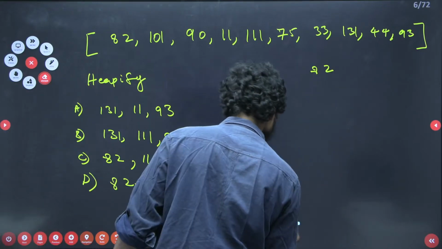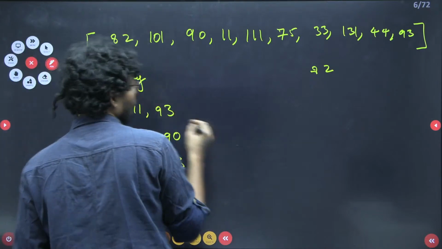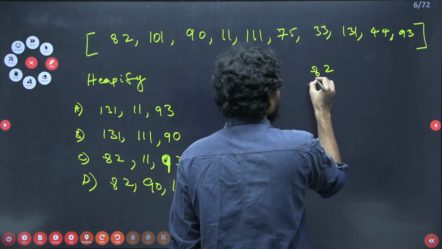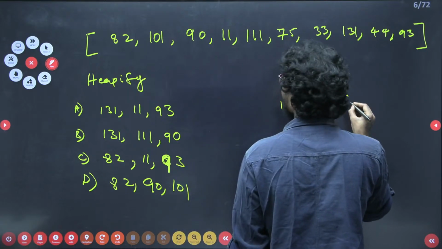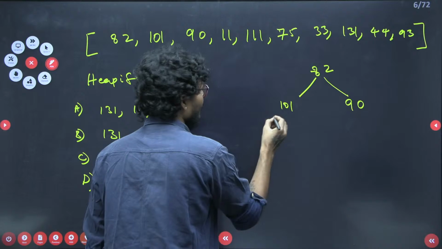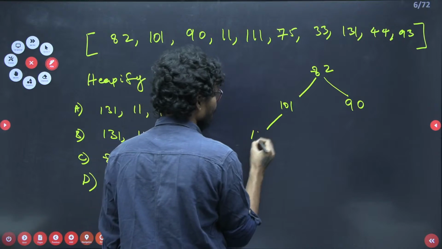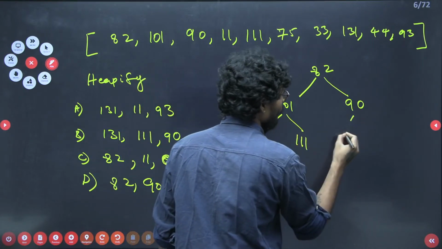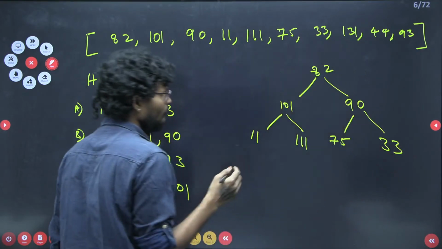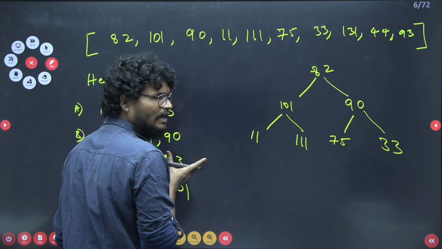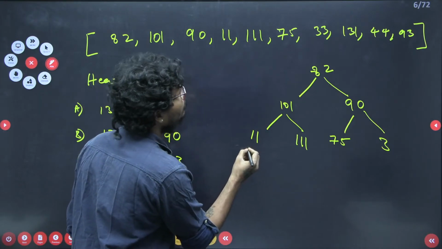In the second level, because we have to start filling from the left, so let us fill this 101 and then 90. And then again start filling from the left and go towards right in this level also. So again, in every level we will be filling from left to right because this is a complete binary tree. So now, this is 33.